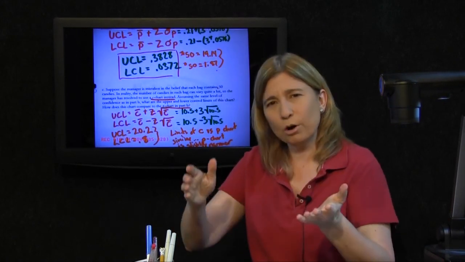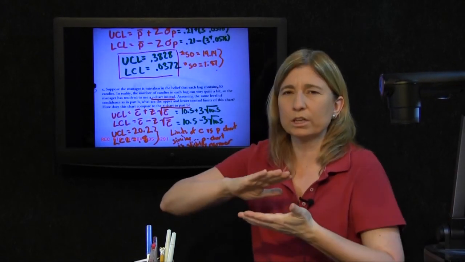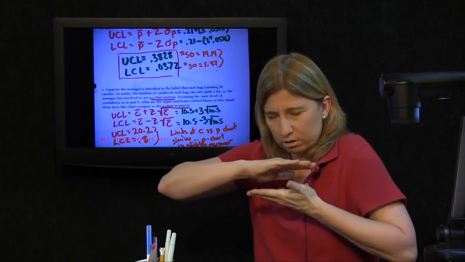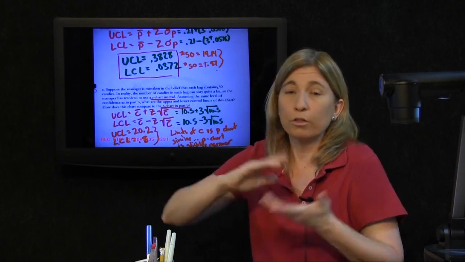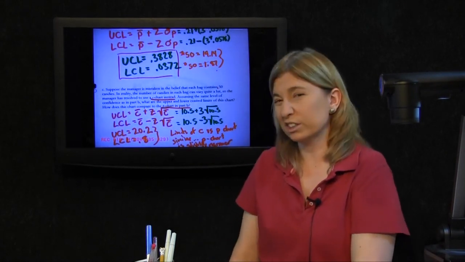Okay, so we see that they actually are related to each other. They create a similar interval based on confidence, although the P chart is essentially slightly narrower.